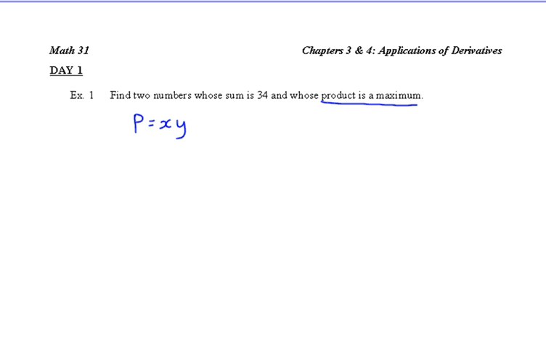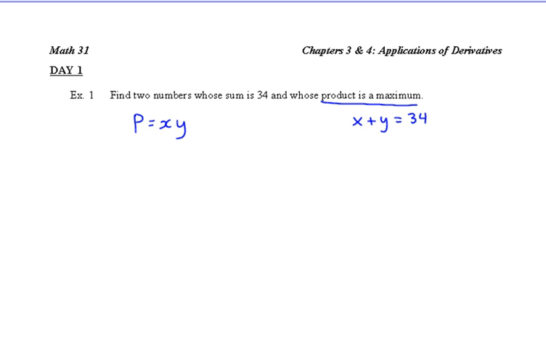Now, right now, do I have only two variables in an equation? What I want to maximize and one other? No. Uh-oh. Is there some other relationship between x and y? x plus y equals 34. So which variable would you like to eliminate?